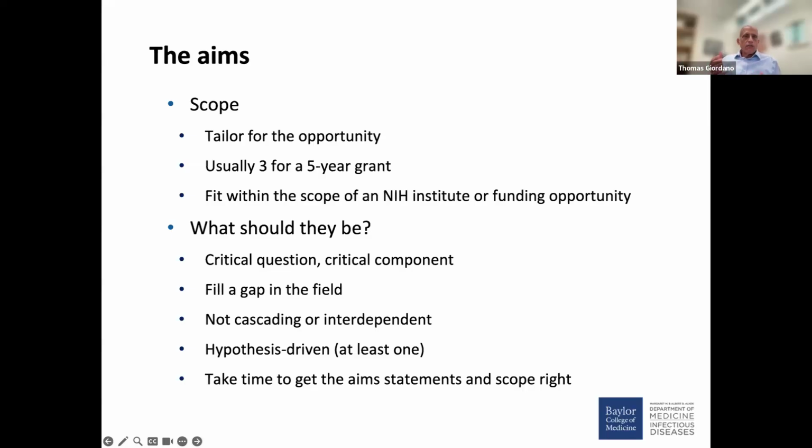It's really important that they fill a gap, right? That you have to identify a gap and say that the aims are going to at least partially fill that gap, and ideally more than one.